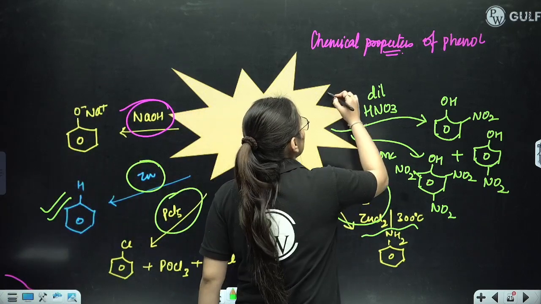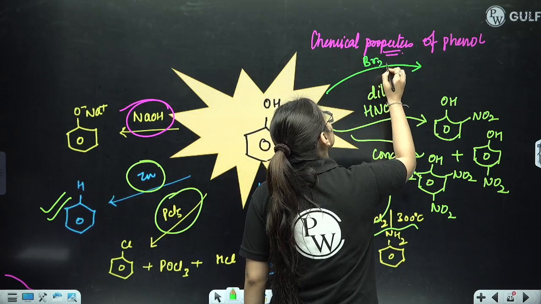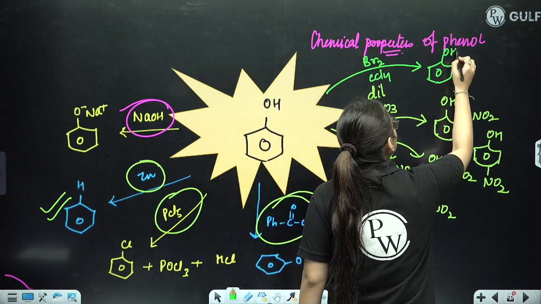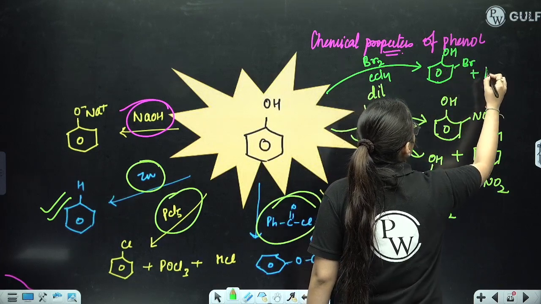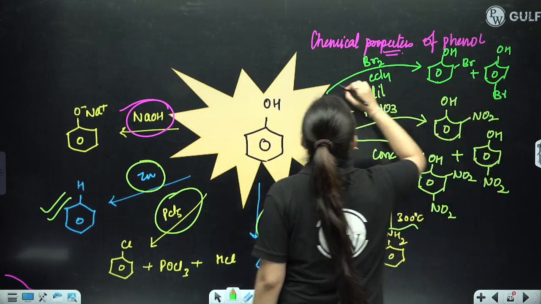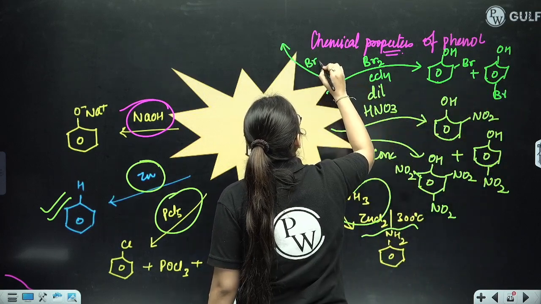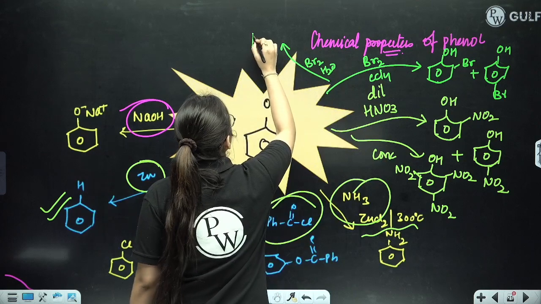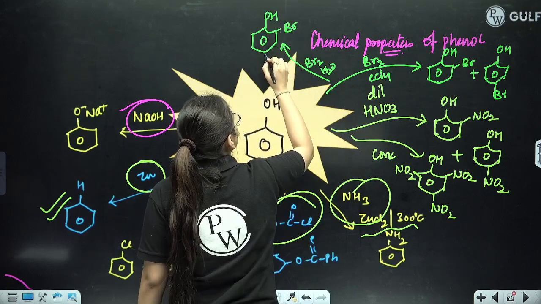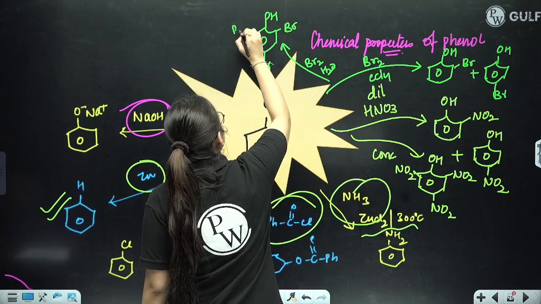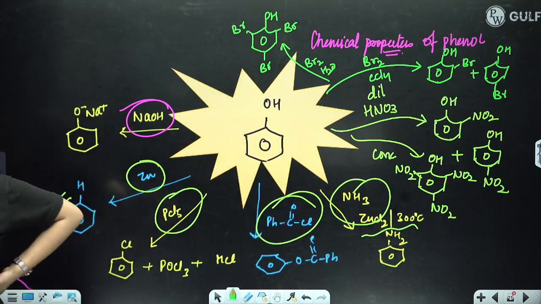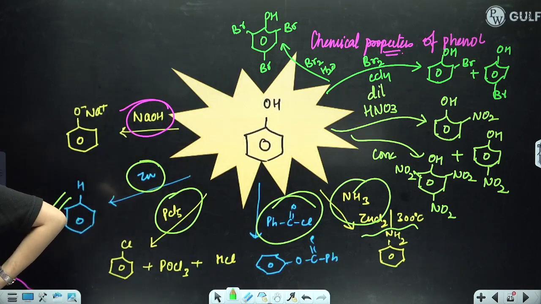Now, if you are taking Br2 with CCl4, you will obtain again ortho and para product. But if you are taking Br2 with water, you will obtain both the products together, ortho and para. That is with water. With CCl4 it is different, but with water that is the case.